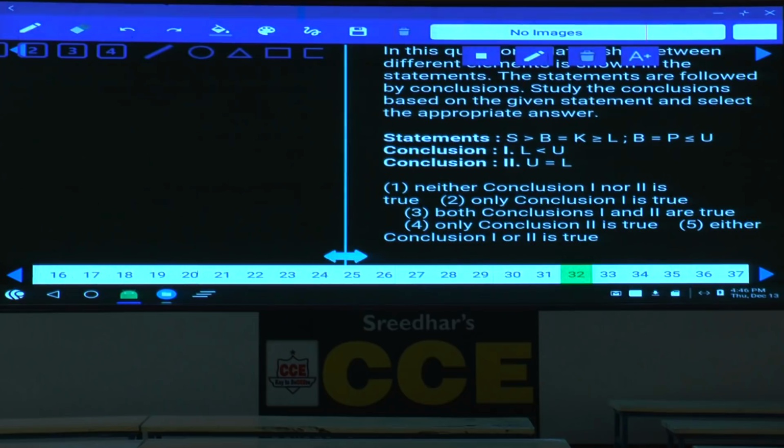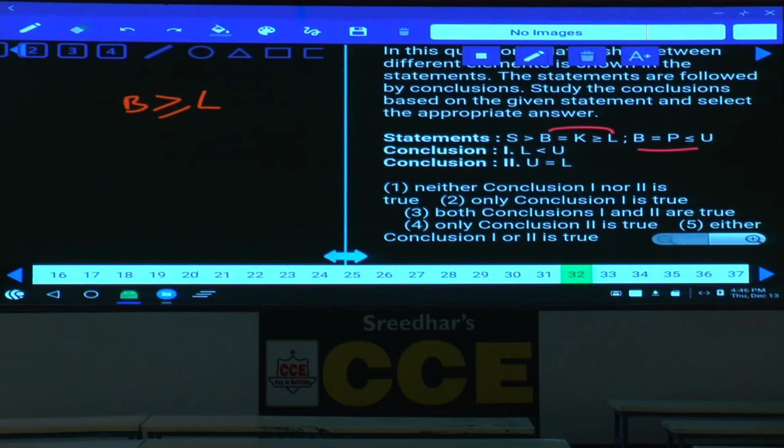Then 32 onwards. Now the relation between L and U. L is here and U is here. Tell me which element is common here. B is common. B greater than or equals to L from the first statement. And the next one is B lesser than or equals to U.